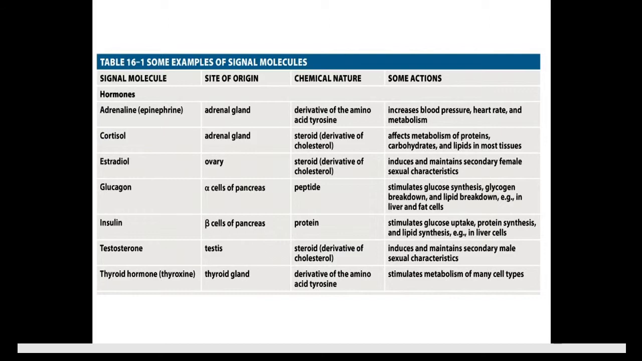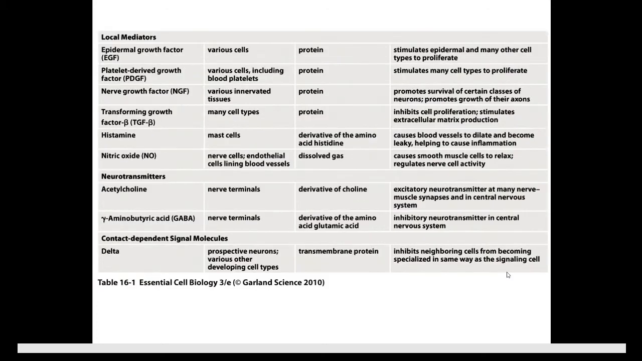Then thyroid hormone is produced from the thyroid gland. It's an amino acid derived hormone that stimulates the metabolism of all cells. If they ask about cortisol, it stimulates the metabolism of protein. Thyroid hormone stimulates the metabolism of all cell types. Okay, these are the main two differences between them.